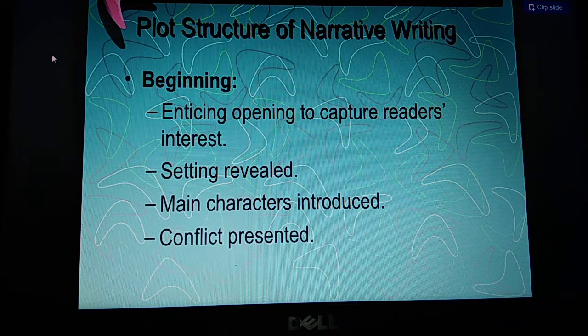Now, we come to the plot structure of narrative writing. Remember, every story has a beginning, middle, and an end. So, the beginning. Remember, your beginning should be enticing. By the word enticing, we mean captivating. You should have an enticing opening to capture readers' interest.